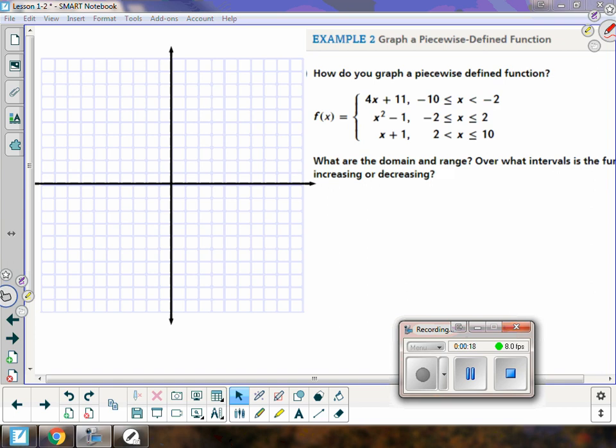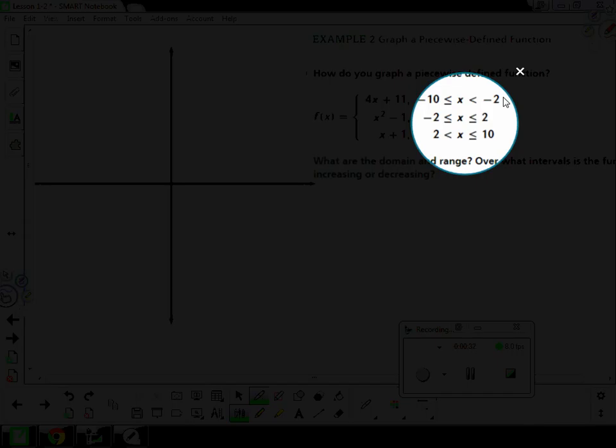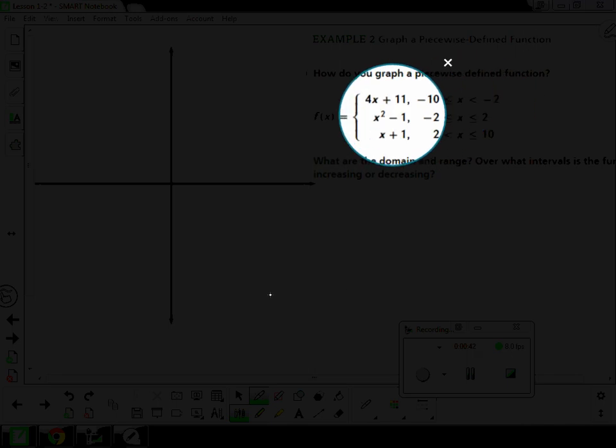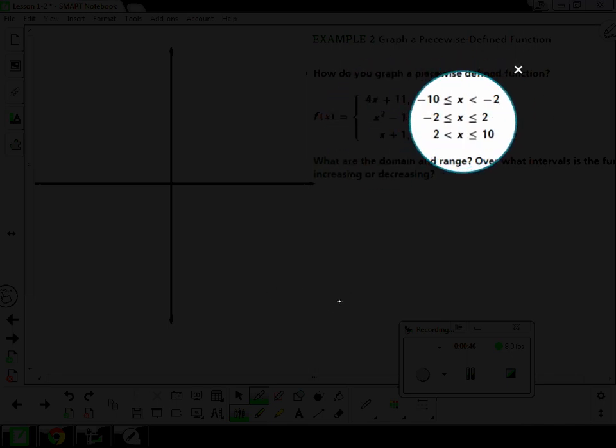Yes, okay, good. So what we have here are 3 different functions all being graphed on the same sheet of paper at the same time under different, what might we call these? The student said domains. Yes, under different domains.